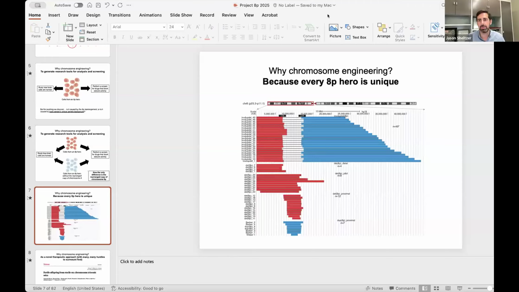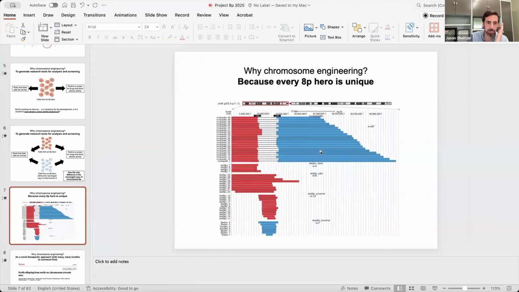Yeah, I think that's a fantastic question. And that's one of the things that we're very excited about with taking a chromosome engineering approach to look at 8p syndrome. So this plot shows the diversity of rearrangements that affect chromosome 8p. You can have deletions of different sizes, duplications of different sizes.